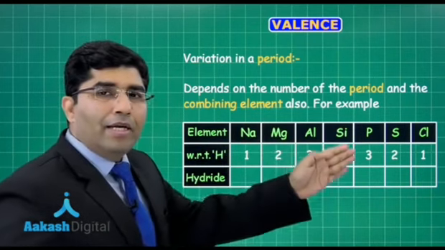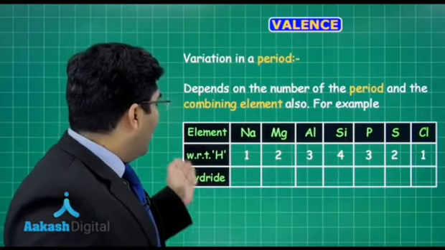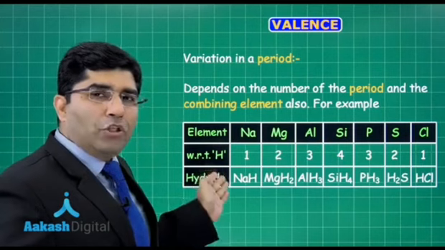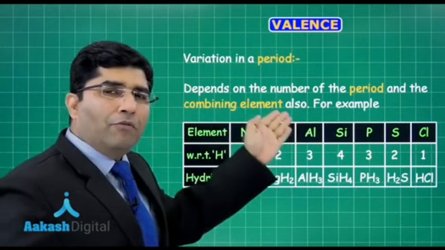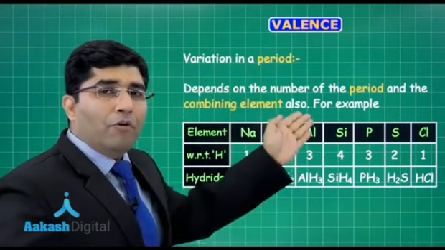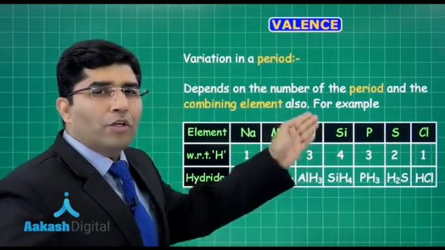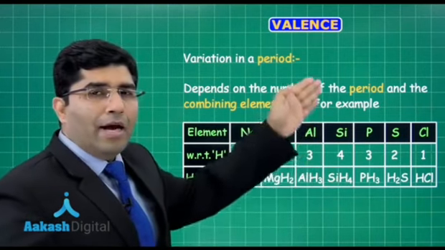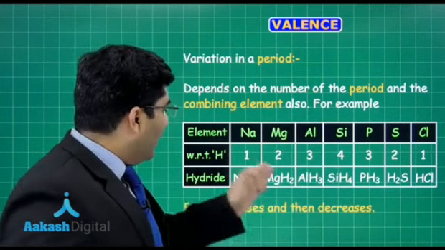You can see by looking at their hydrides. Sodium forms NaH, magnesium forms MgH2, aluminium forms AlH3, silicon forms SiH4, then the valency decreases, phosphorus forms PH3, sulfur forms H2S, and chlorine forms HCl. It means that first it will increase, then it will decrease.